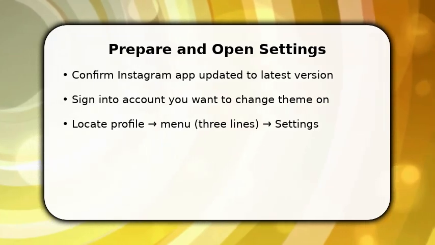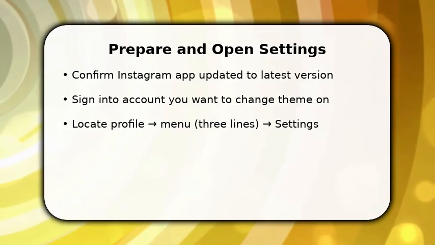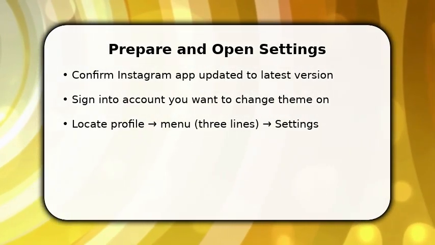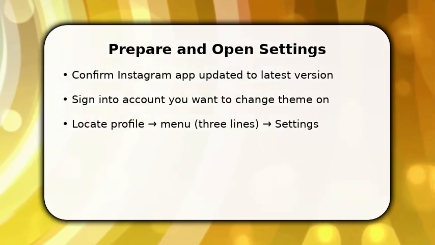You'll start inside the Instagram app. Make sure it's updated so theme options behave predictably. Once signed in, go to your profile, tap the three-line menu, then Settings. You're doing this because theme controls live in Appearance or Account settings depending on app build.